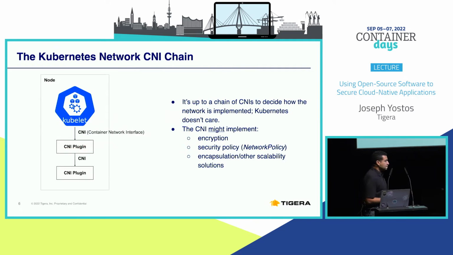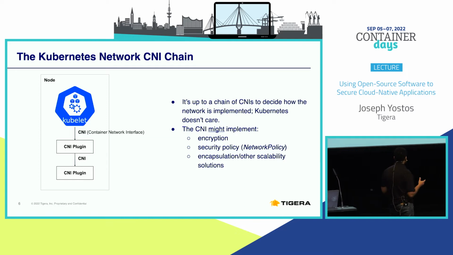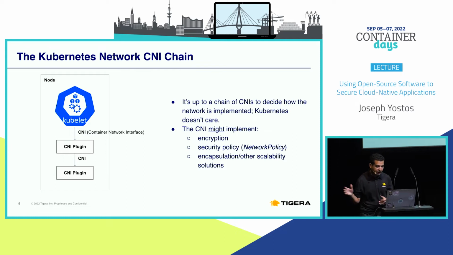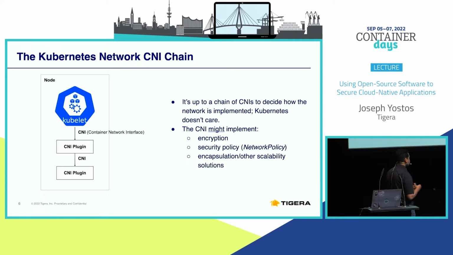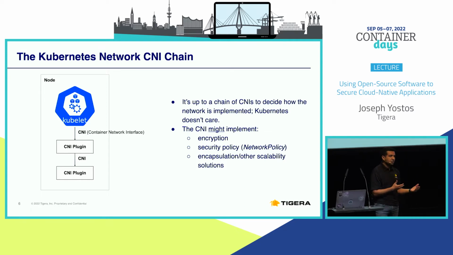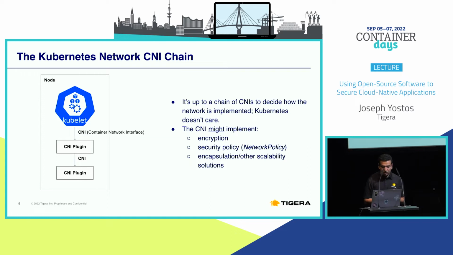It's up to the CNIs to decide how the network is implemented, and Kubernetes actually doesn't care about how this network is implemented, as long as it follows the rules that it put in place from the beginning. A CNI might implement lots of features that you care about from a security perspective as well. It might implement encryption on the wire. It might implement Kubernetes network policy or more advanced extended functionality that fills the gap between the native security policy and something like Tigera or Calico security policy. It implements encapsulation as well for other scalability solutions.